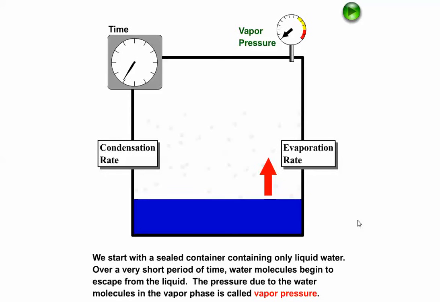Condensation and evaporation. So let's look at this little experiment here. It's a closed chamber, and let's pretend that at the beginning we have only liquid water present. There's no gaseous water vapor present initially. So that means our vapor pressure here, as indicated on the little gauge, is 0. That's our initial state.